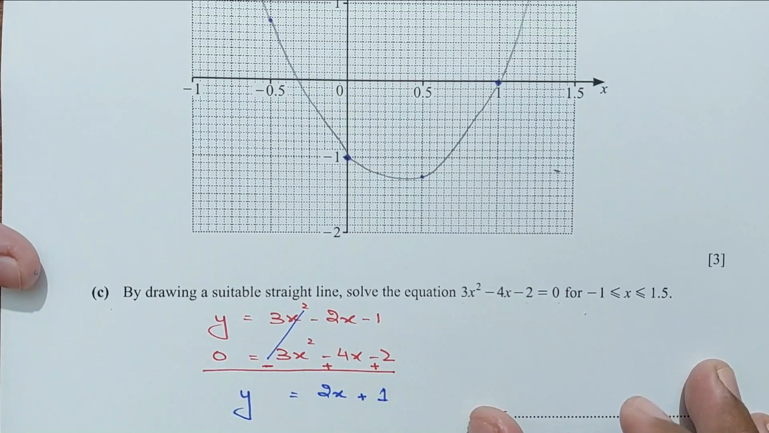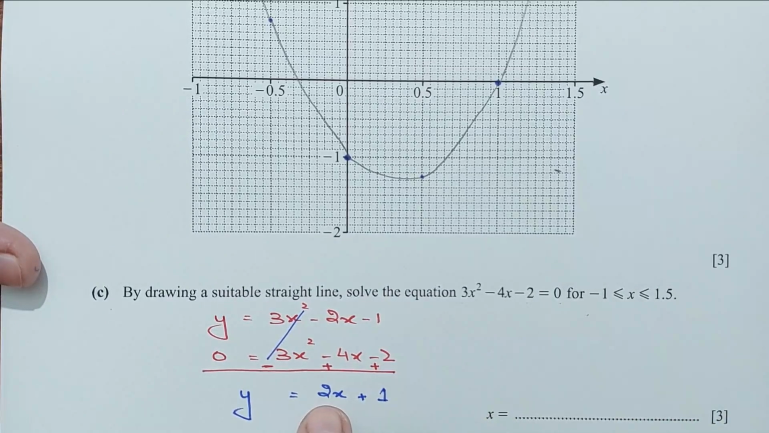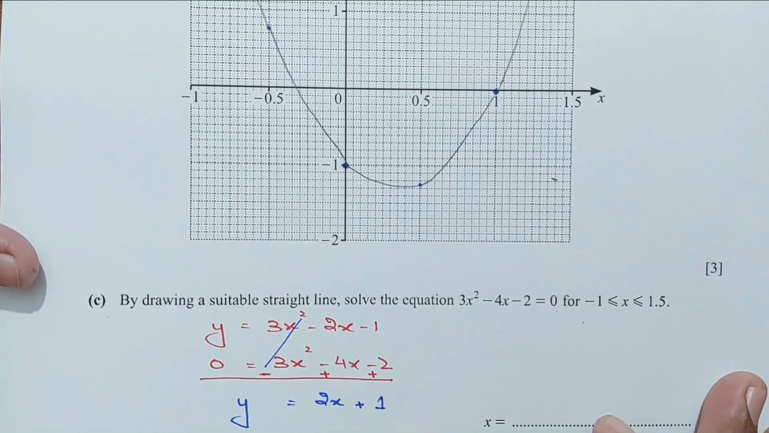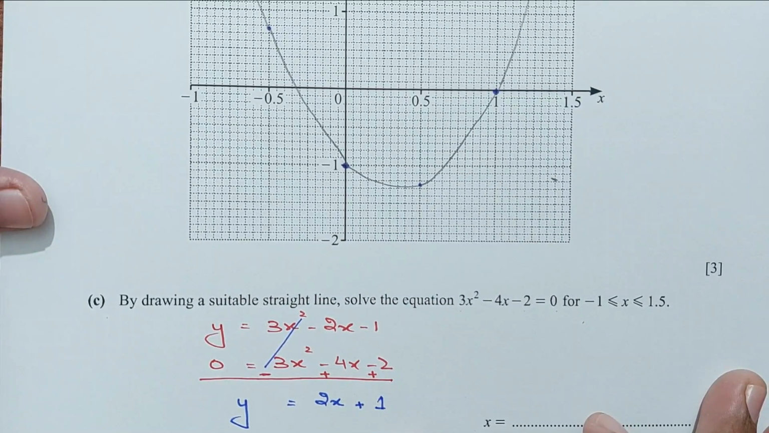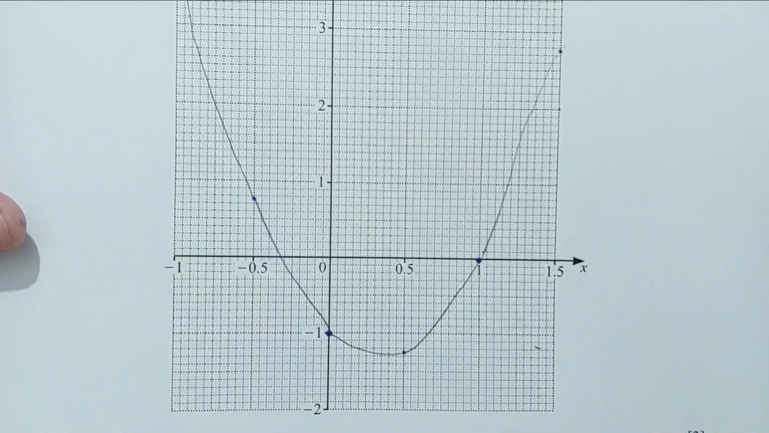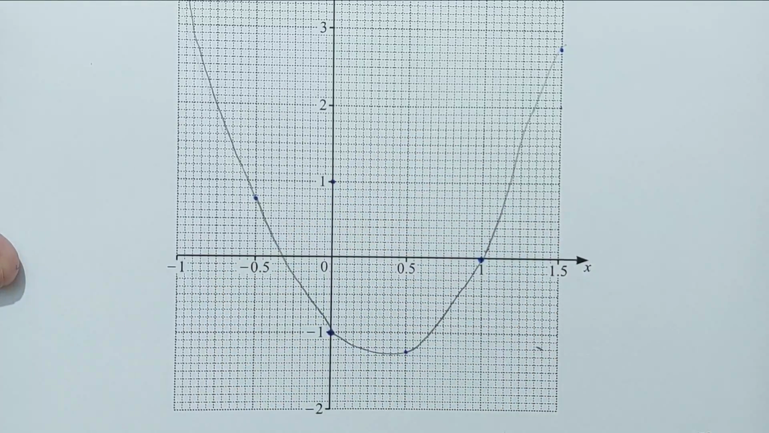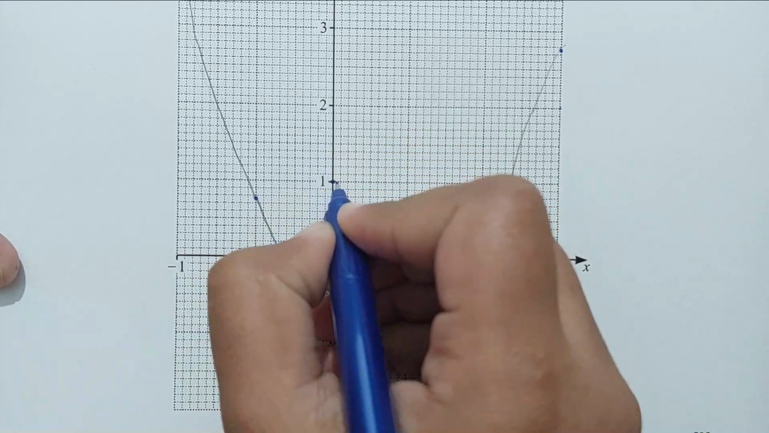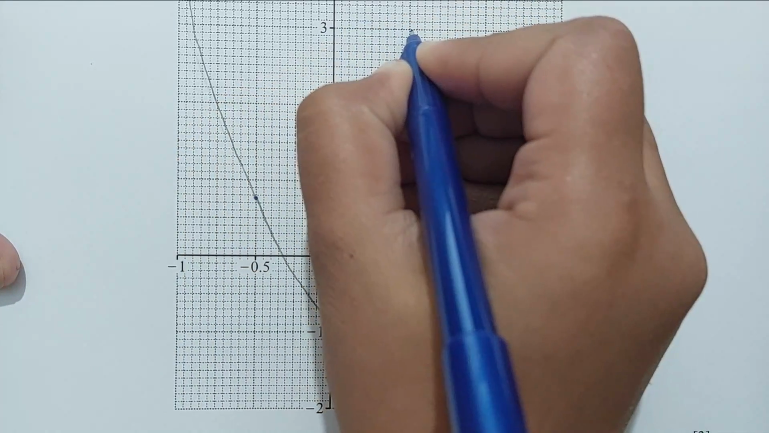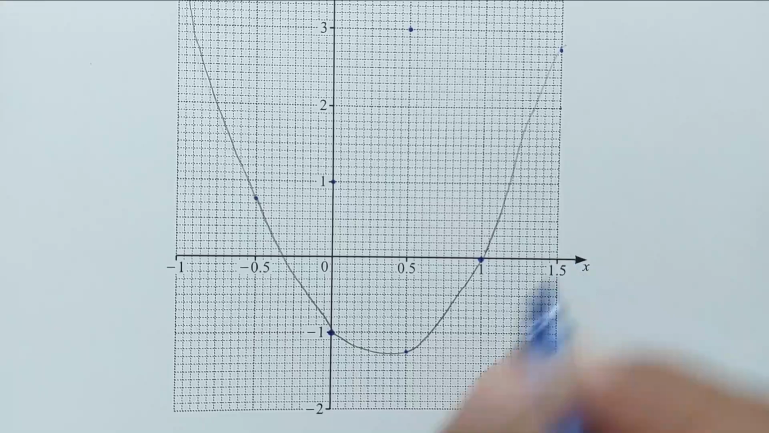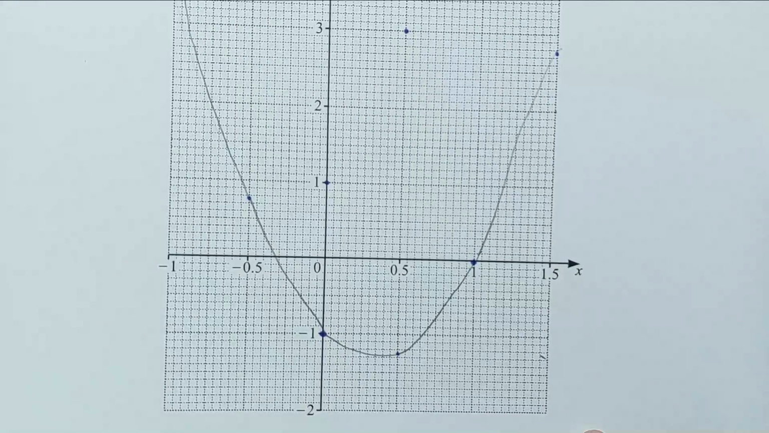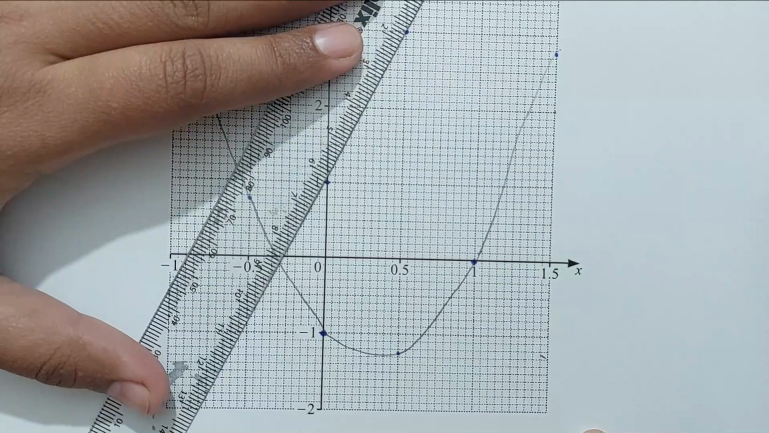Okay, so first let me draw the suitable line, which is 2x plus 1. The slope is 2 and the y-intercept is 1. Y-intercept is 1, this point. The slope is 2. It means rise over run. Rise is 2 units, 1 unit and 2 unit. Run is 1 unit. This point. Let me connect the 2 points to get the straight line.